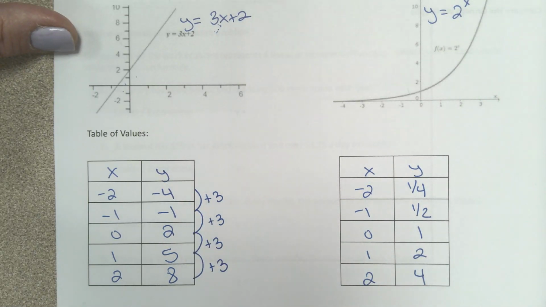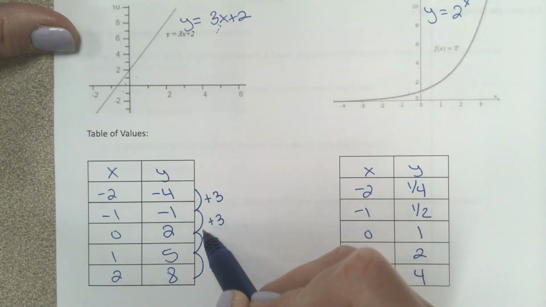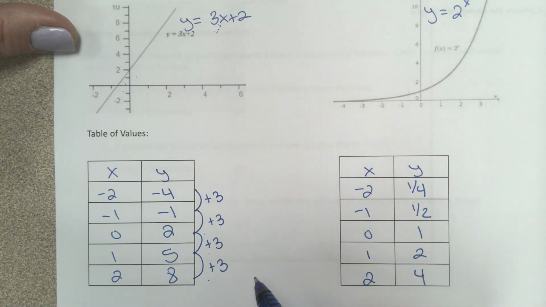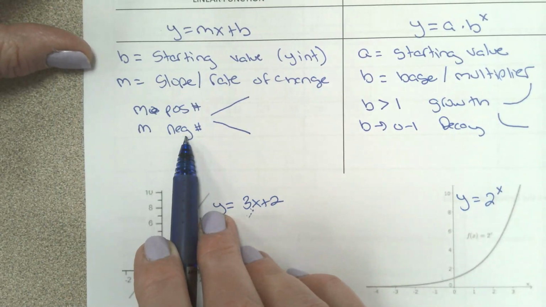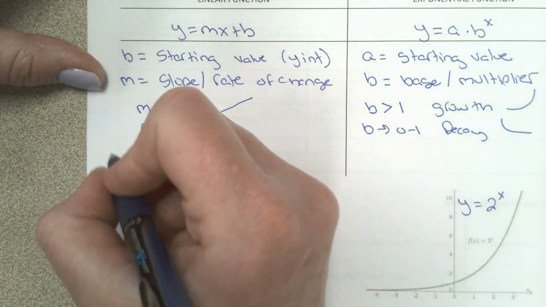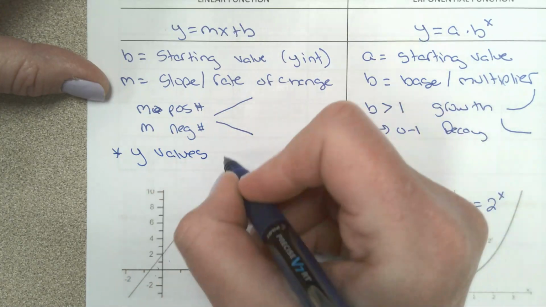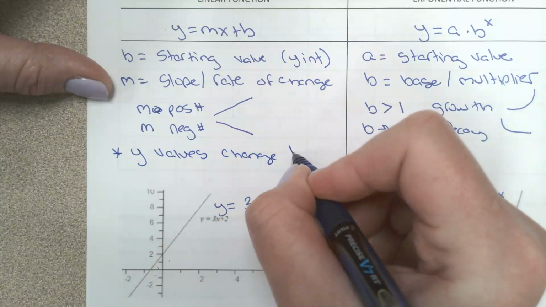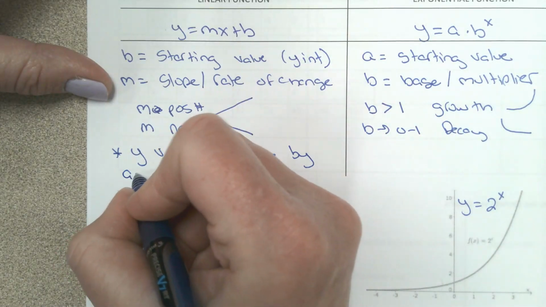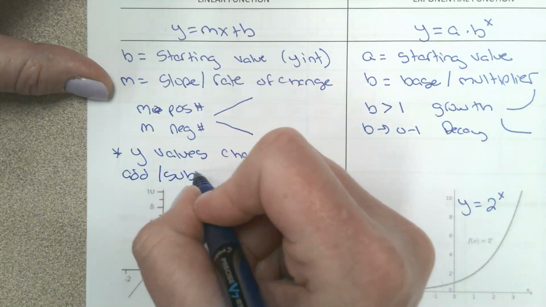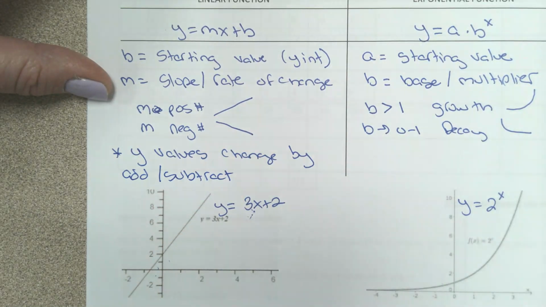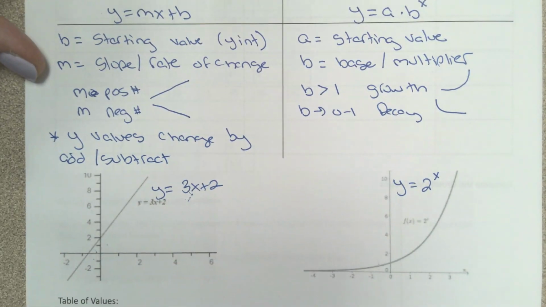So when it comes to a linear function, I can get from one value to the next by adding, or if it was a negative function, it would probably be subtracting. So here I would say your y values change by addition or subtraction. So the y values are changing by adding or subtracting.